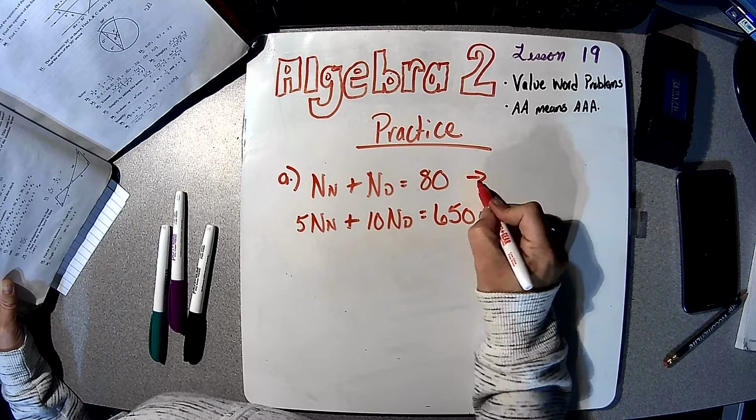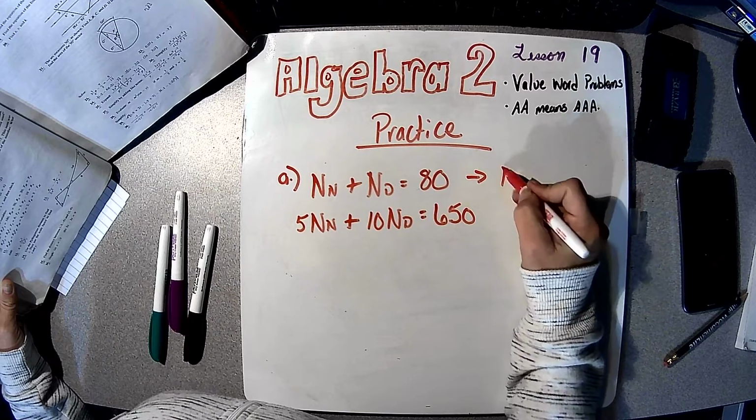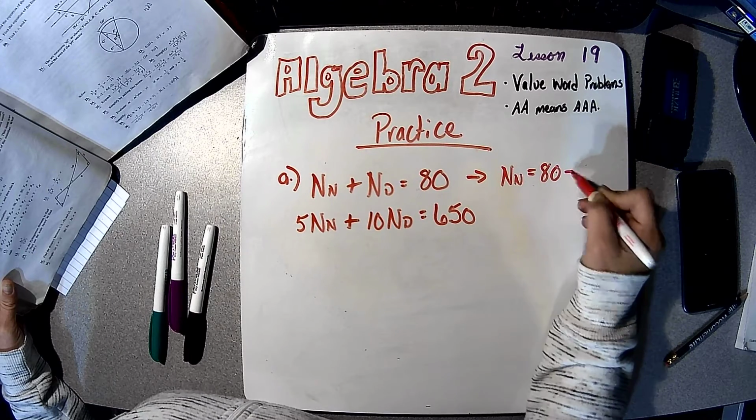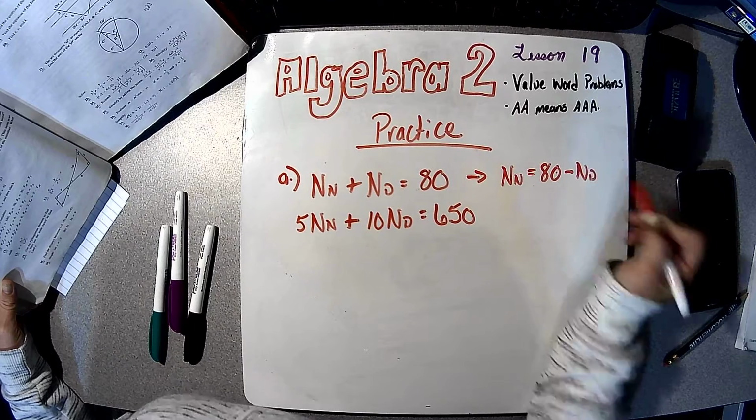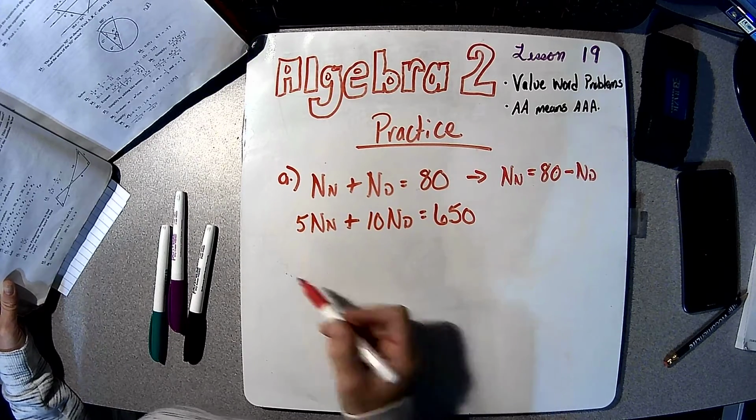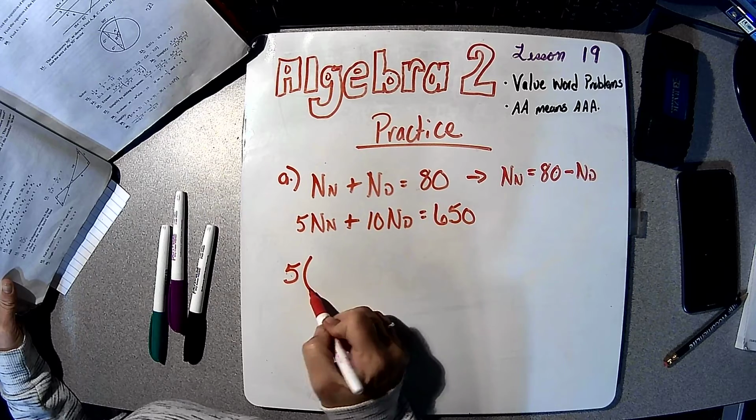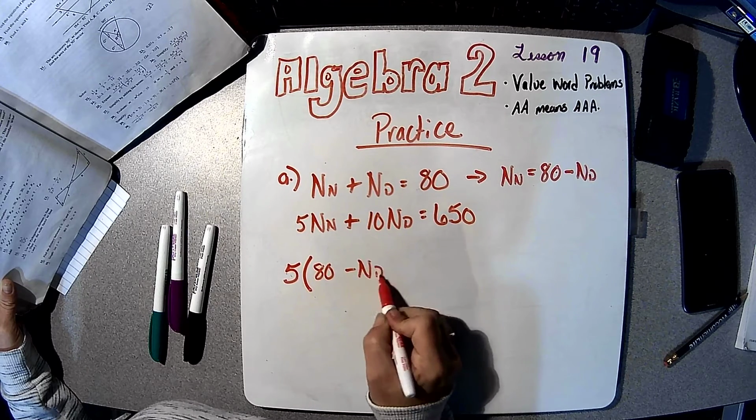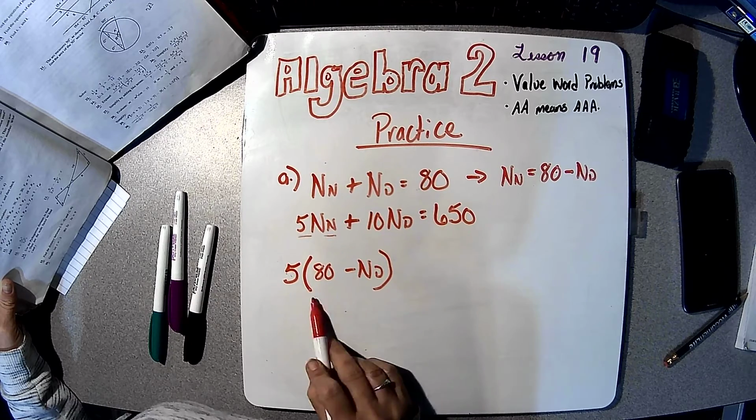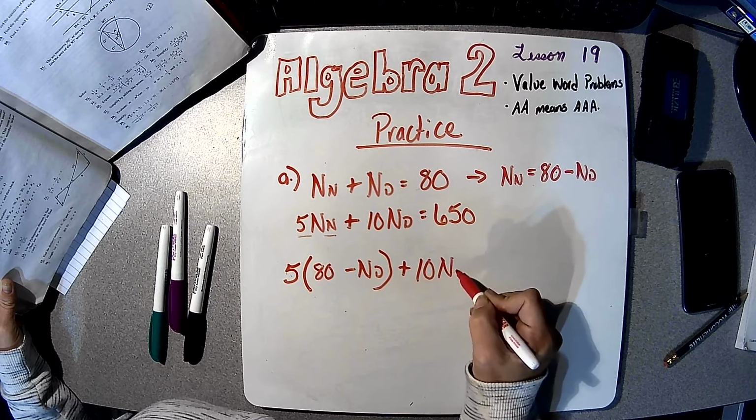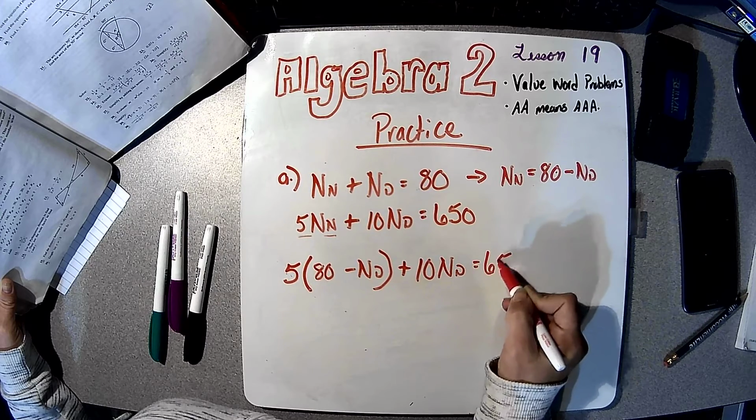Now I'm just going to rearrange this one. So it's going to say the number of nickels equals 80 minus the number of dimes. Now I'm going to plug this value in when I get to number of nickels. So I'm using substitution. 5 times 80 minus the number of dimes. Okay, so that's that. Plus 10 times the number of dimes equals 650.